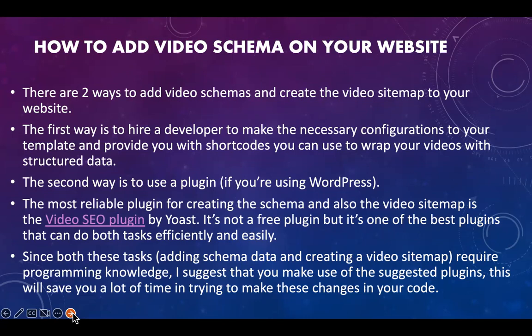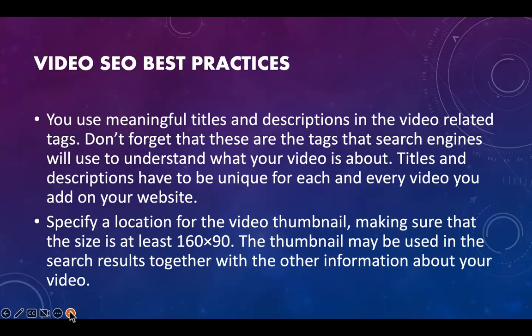So if you're on WordPress, the most reliable plugin that you can use is the Video SEO plugin by Yoast. It's not a free plugin, but it's one of the best plugins that can do both the task of efficiently and easily optimizing your video. Since both these tasks, adding schema data and creating a video sitemap, require programming knowledge, I suggest that you make use of the plugin. This will save you a lot of time and also save you money in the long run.